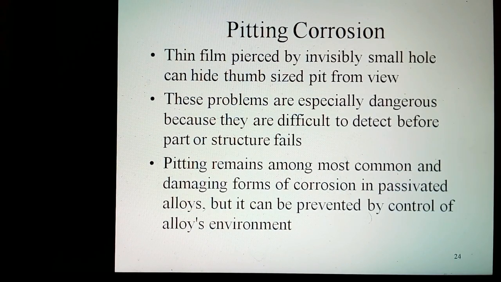A thin film pierced by an invisibly small hole can hide a thumb-sized pit from view. These problems are especially dangerous because they are difficult to detect before a part or structure fails. Pitting remains among the most common and damaging forms of corrosion in passivated alloys, but it can be prevented by control of the alloy's environment.